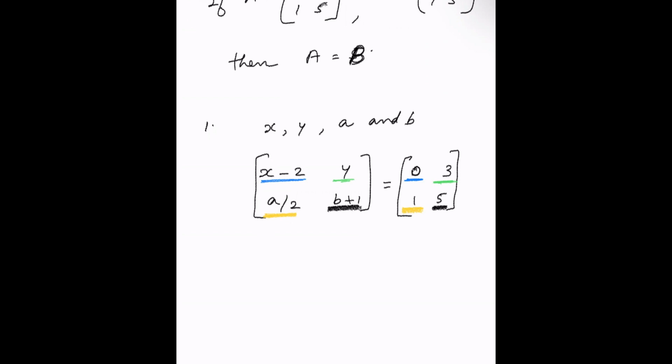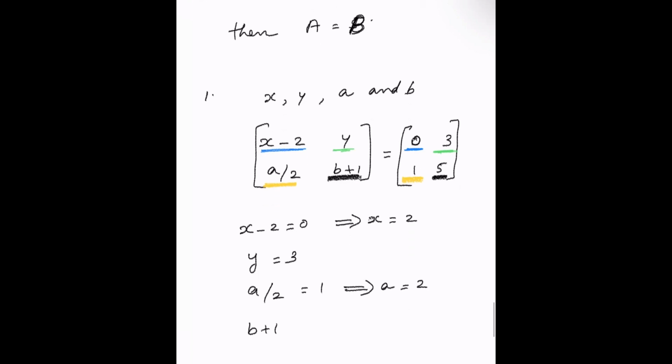So here you just need to write x minus 2 equal to 0. So what is x? Implies x is equal to 2. Now, what is y? Y is equal to 3. Already we know y equal to 3. Now, third one, a by 2 is equal to 1. Implies what is a? A is 2. Next, b plus 1 is equal to 5. Implies b is equal to 5 minus 1, which is 4.